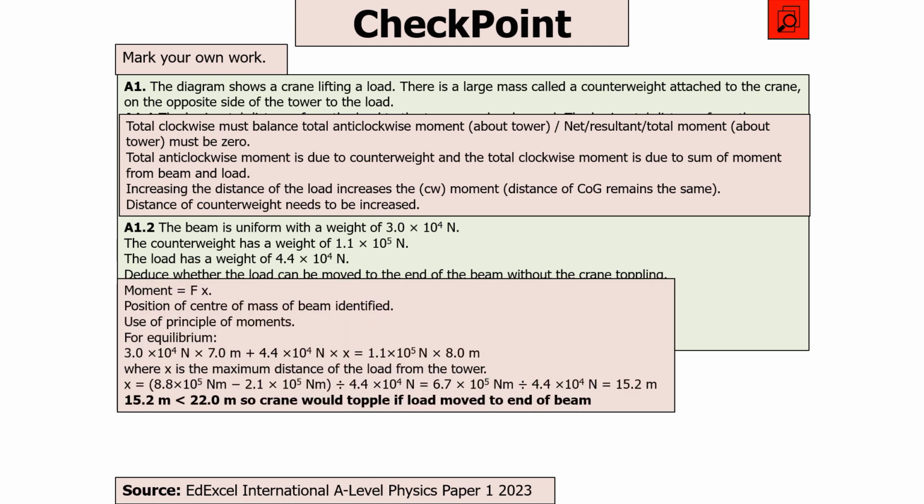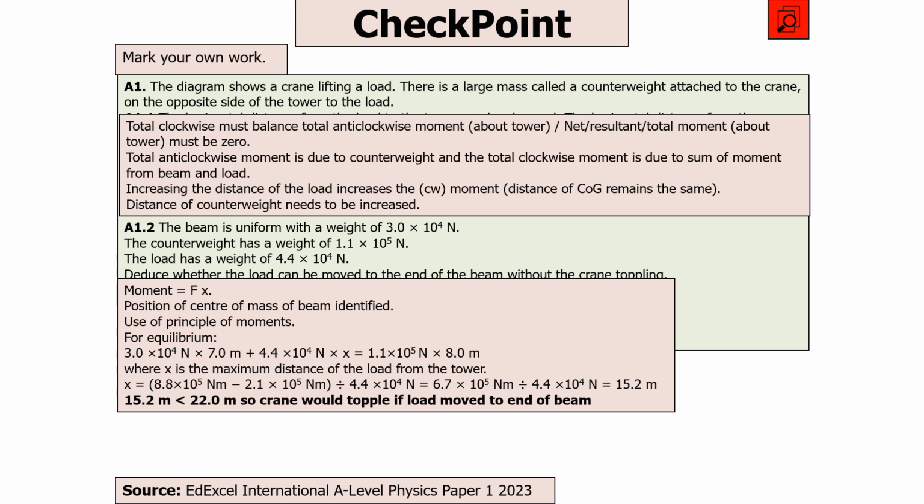Now in this next one, like we said, moment is force times by distance. We know where the centre of mass of the beam is going to be, so we can therefore use the principle of moments to equal that they must balance if it's going to actually work. So you pop in all the values, the anti-clockwise moments and the clockwise moments. You can look at the diagram to see if it's going to cause a clockwise or anti-clockwise moment. You then work out x to be 15.2 meters. Now 22 meters is the total distance it could possibly move on the crane, but after 15.2 meters it's no longer going to have a resultant.